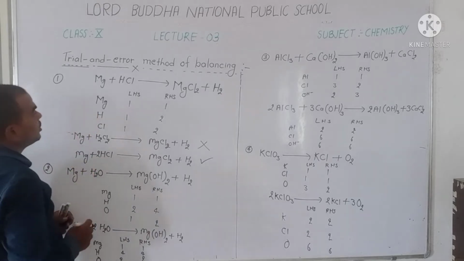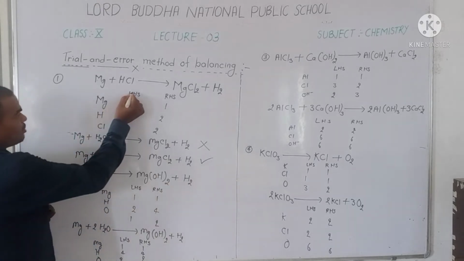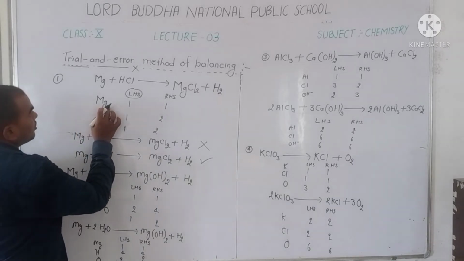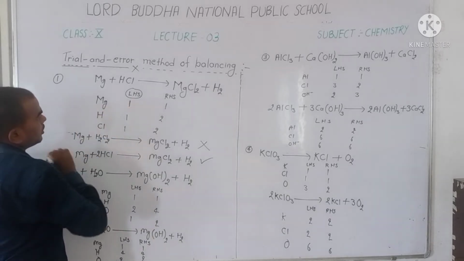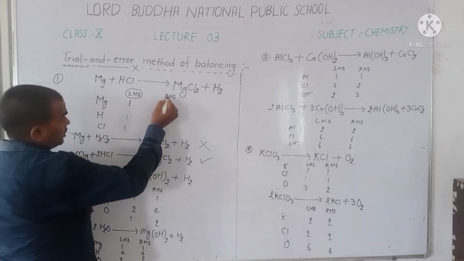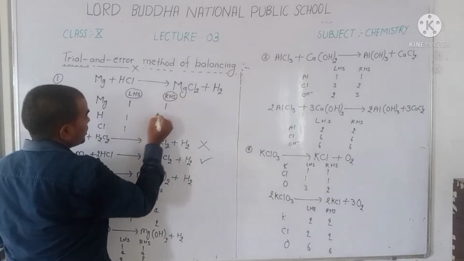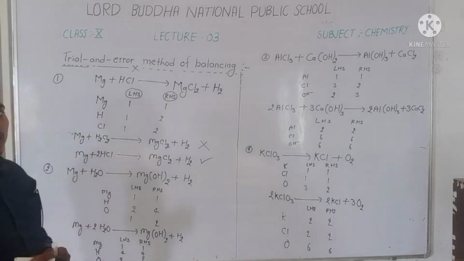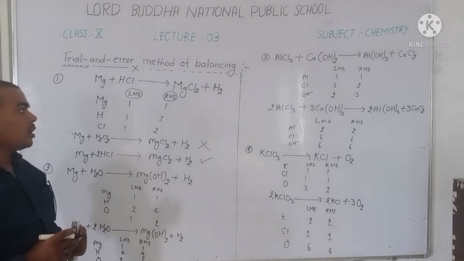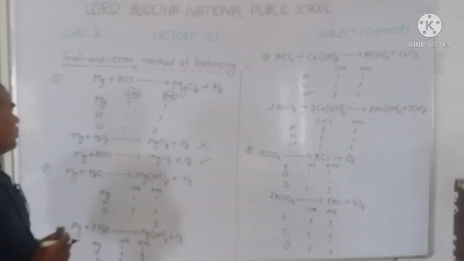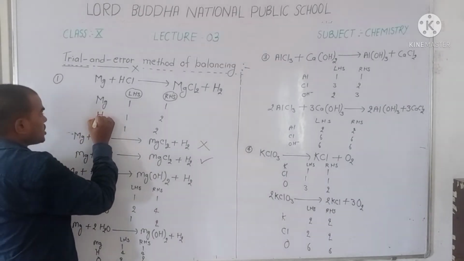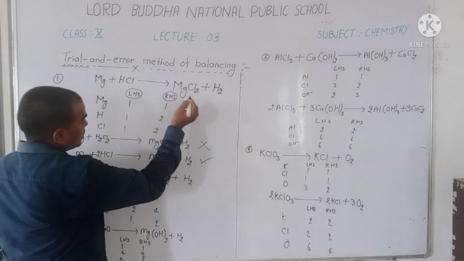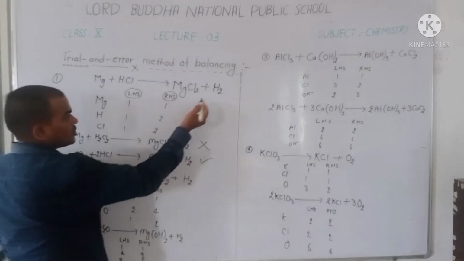In this equation, on the left side of the equation the number of magnesium atoms is 1 and on the right side the number of magnesium atoms is also 1. That means in this equation magnesium is balanced, but the number of hydrogen atoms on the left side is 1, whereas on the right side it is 2.